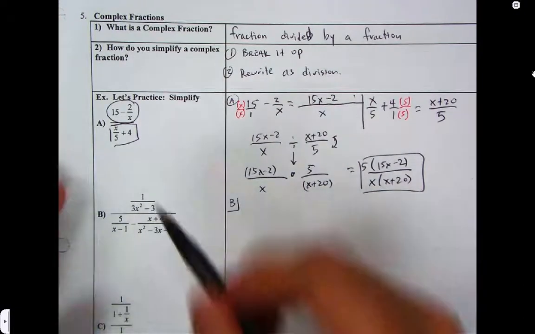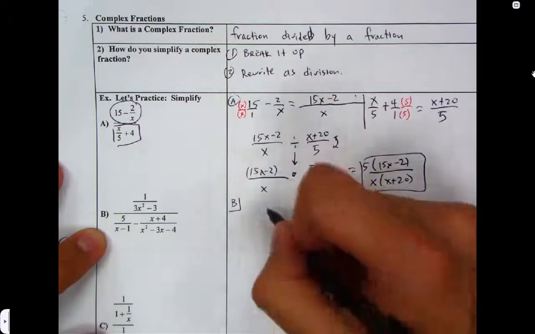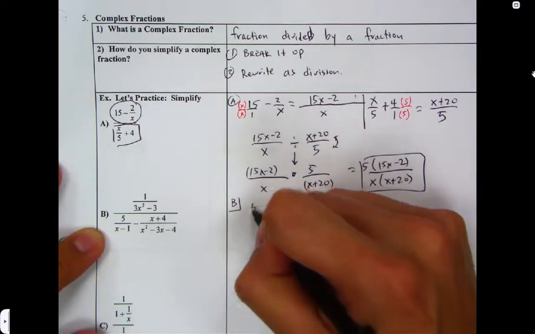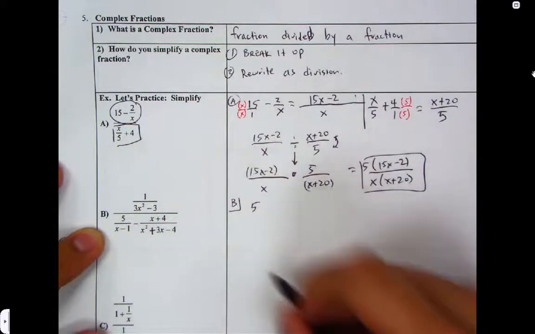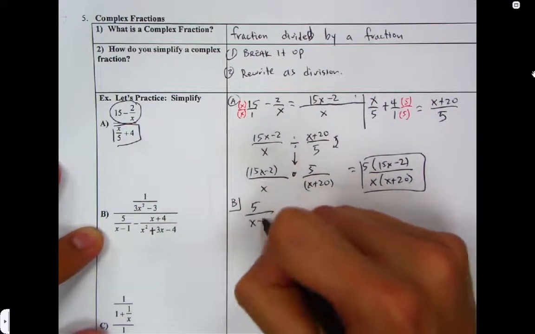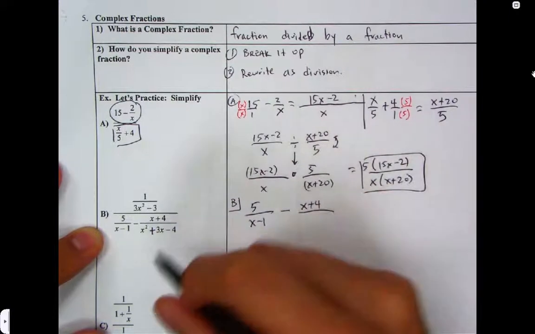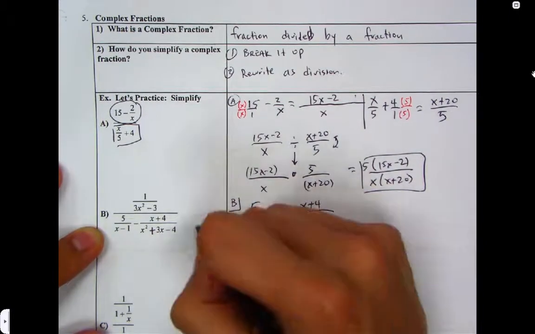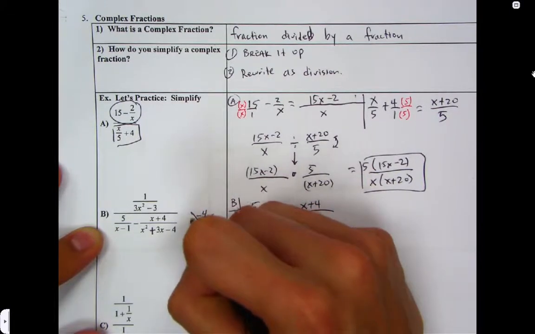The top is already a whole fraction, something over something. The bottom is not one whole fraction, so we're going to make that one whole fraction. So we're going to write 5, and I messed up on this. This should be plus 3x. So this is going to be 5 over x minus 1 minus x plus 4. And how do we factor the bottom? You use a diamond, so that's going to be positive 4, negative 1.